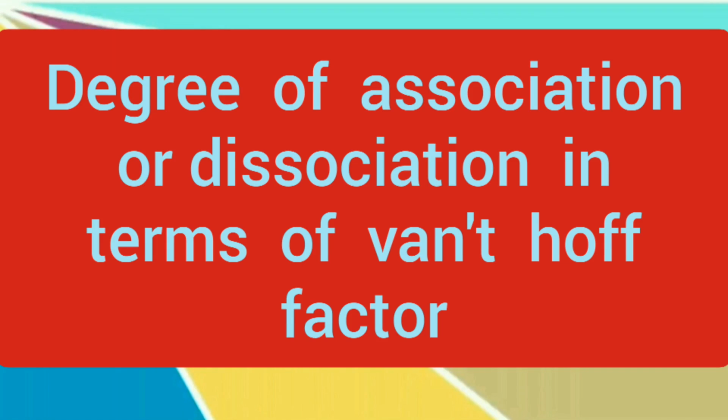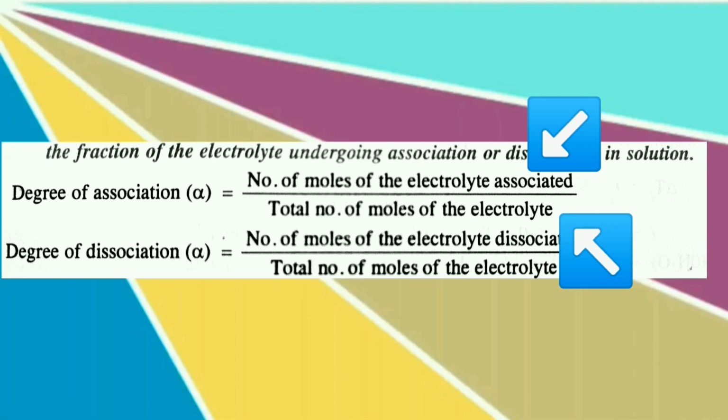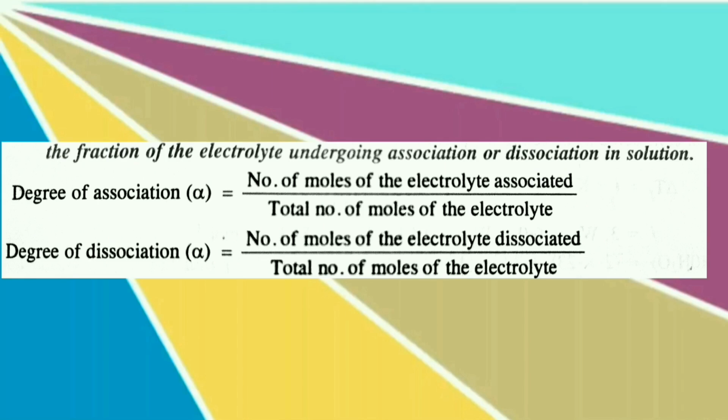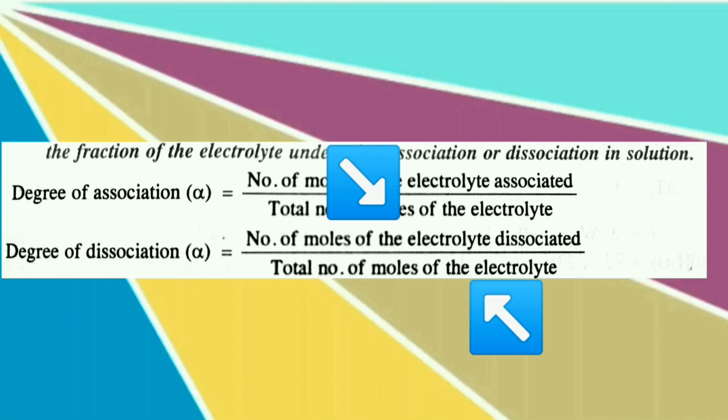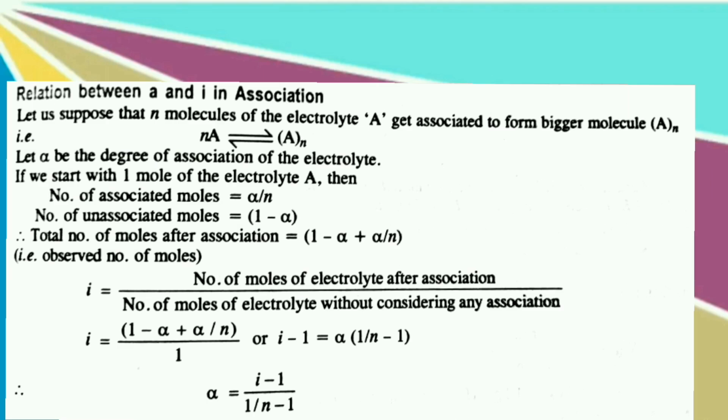Let us check out how we calculate the value of Van 't Hoff factor for different compounds. To calculate Van 't Hoff factor, we need degree of association or degree of dissociation. We have already studied the degree in the 11th class. The degree of association is defined as number of moles of solute associated divided by total number of moles of the solute. Second, degree of dissociation: number of moles of solute dissociated divided by total number of moles of solute. The degree of association or dissociation is denoted by alpha.